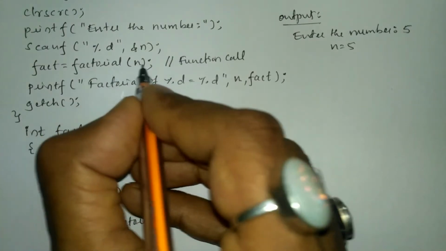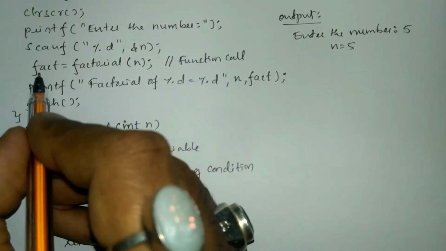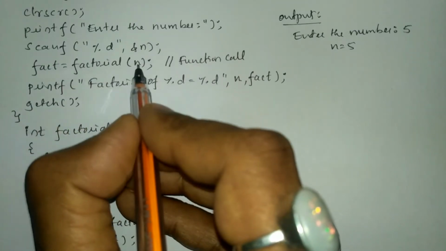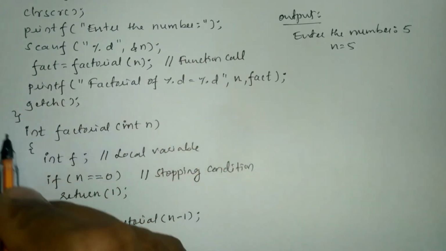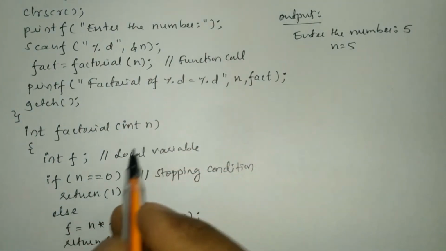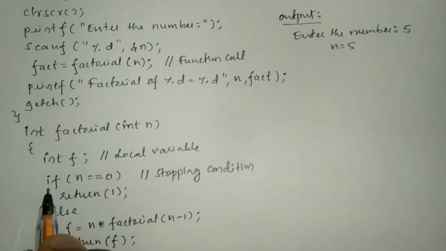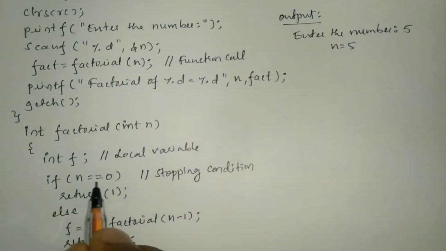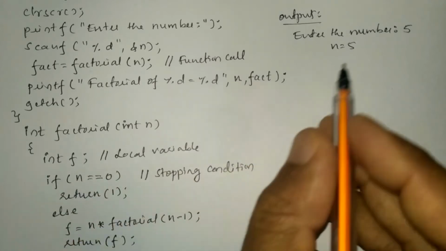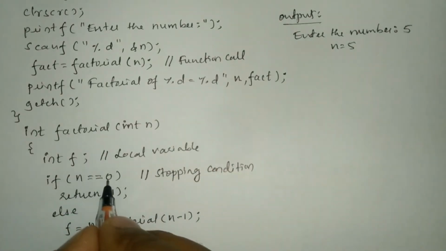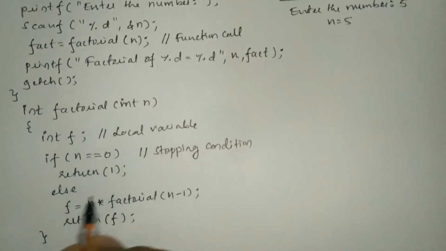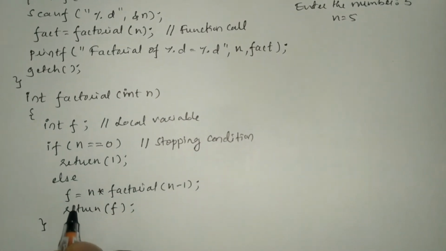So factorial of n is a function call. As soon as the compiler encounters this particular statement, control directly jumps to the function definition, and it is going to start checking the conditions. So here n value is what? 5. It is not equal to 0. Hence this is not going to be returned. So it is going to execute the else part.